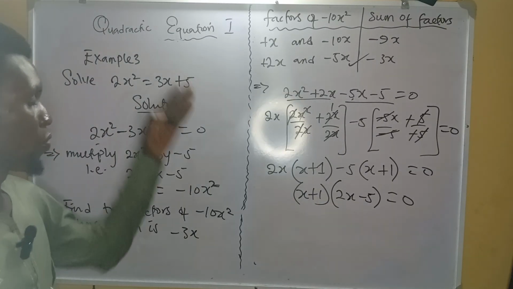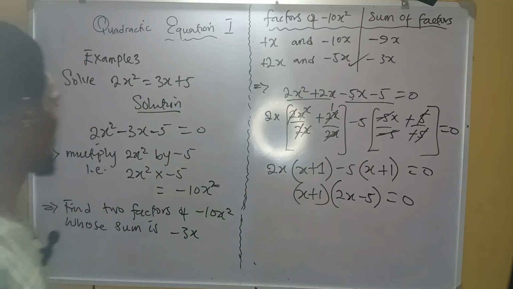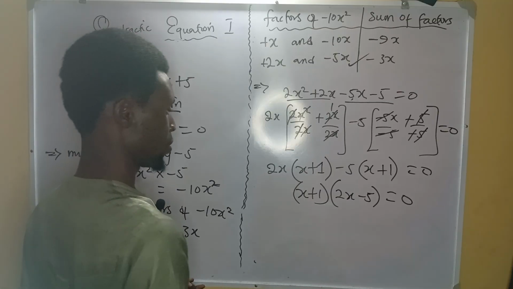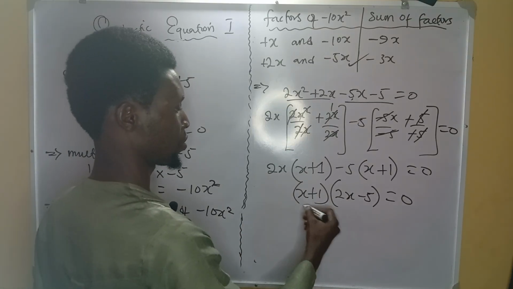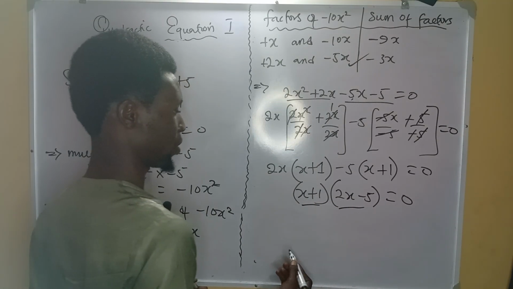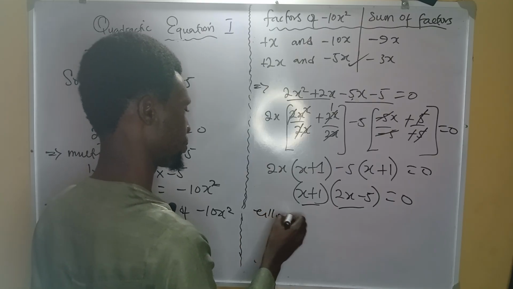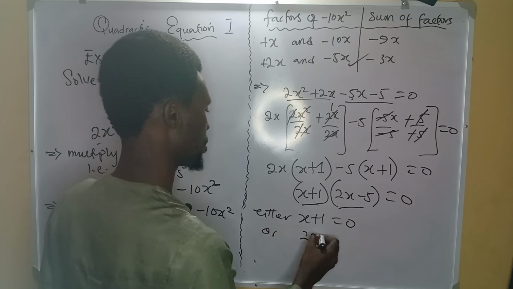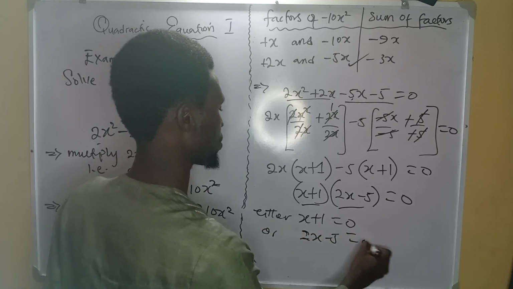What next? We are done factorizing the left hand side. So we now apply the principle. If two terms are multiplied to give us 0, then either the first one, x plus 1 equals 0, or the second one, 2x minus 5 equals 0.